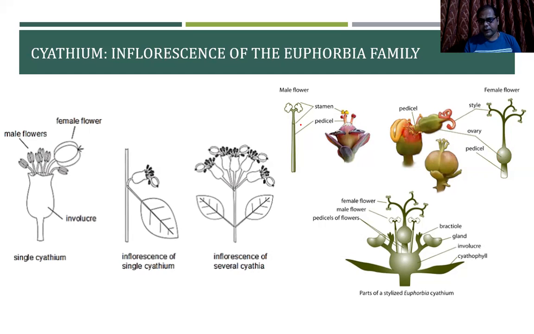and then we have the male flowers in the form of a single anther, which has a pedicel. Terminating on the pedicel is the stamen formation. So we have got one female flower and four or five male flowers here. This is a characteristic of the Euphorbiaceae family.